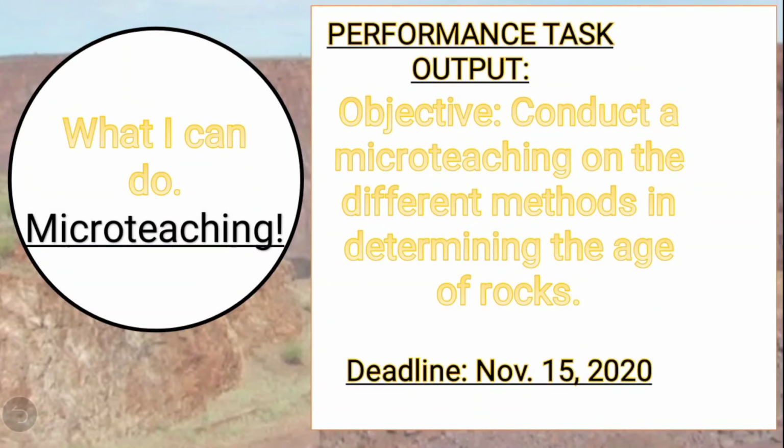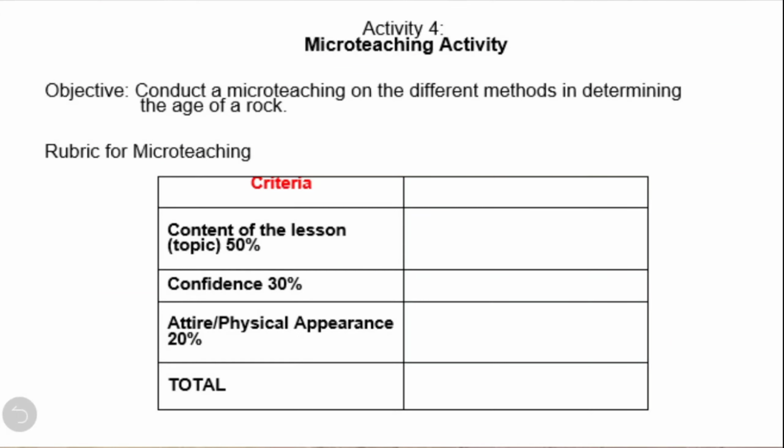Next is your performance task output and what I can do. You're going to make a video of your micro teaching. Your objective is to conduct a micro teaching on the different methods in determining the age of rock. And our deadline will be November 15, 2020. That is on Sunday next week. We have here the criteria for the rubric. Content of the lesson is 50%, confidence is 30%, and the physical appearance or your attire is 20%. Total is 100%.